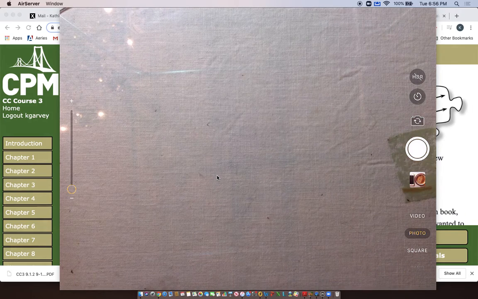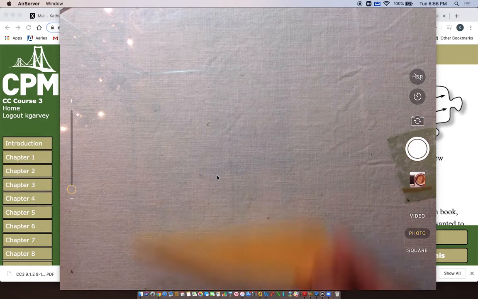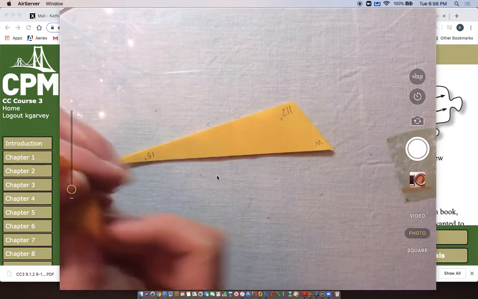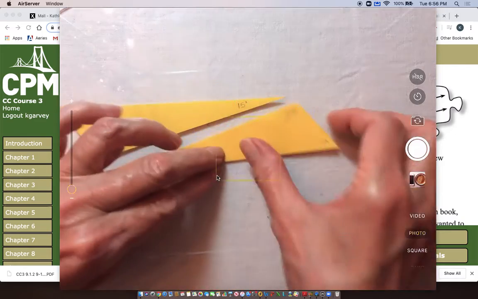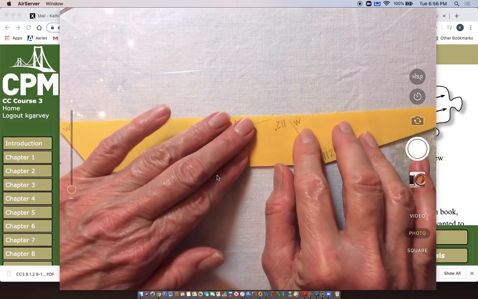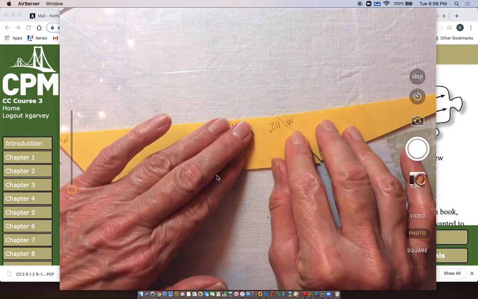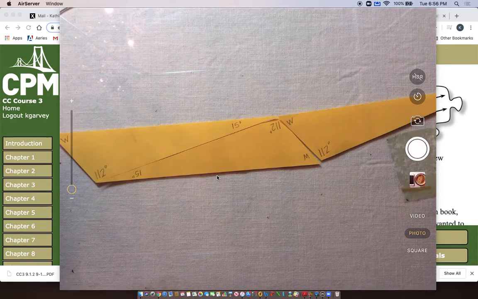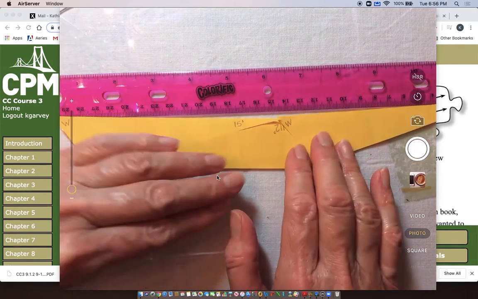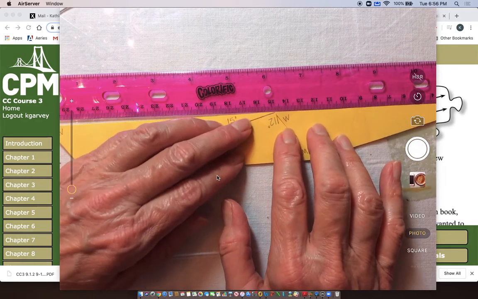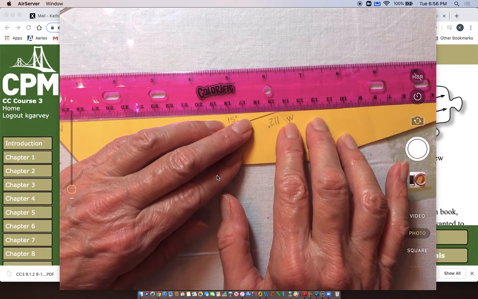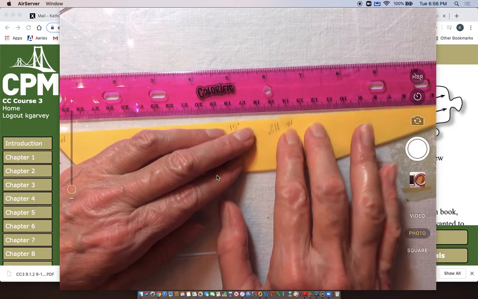All right, here's another triangle shape. This one looks very different from the other two. Now let's line up some of these angles. Okay, and now that we've done it, we can see that yet again, it lines up to be a straight line. Which means that all the angles of the triangle add up to 180 degrees.